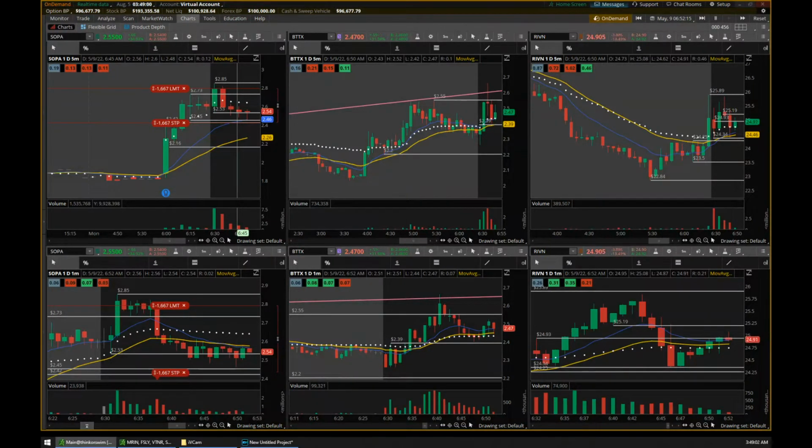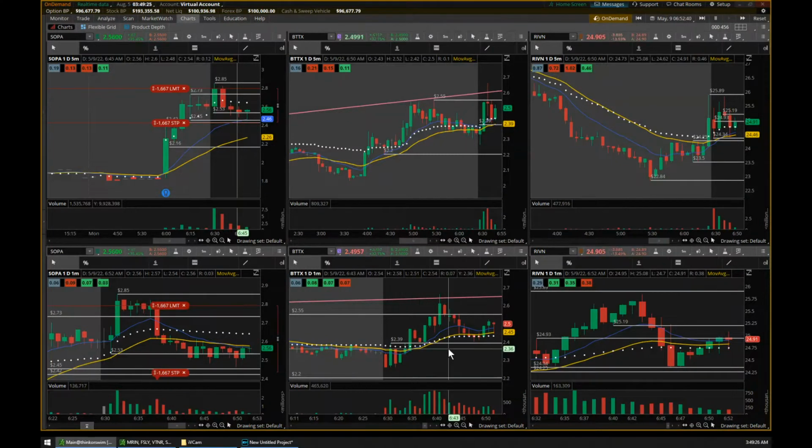Yeah, BTTX looking like it's probably, well, I don't know. It's still an uptrend. Ooh. I really should be taking trades on BTTX right now. That would have been a great entry. I missed it. If it comes back down, maybe I'll jump back in.